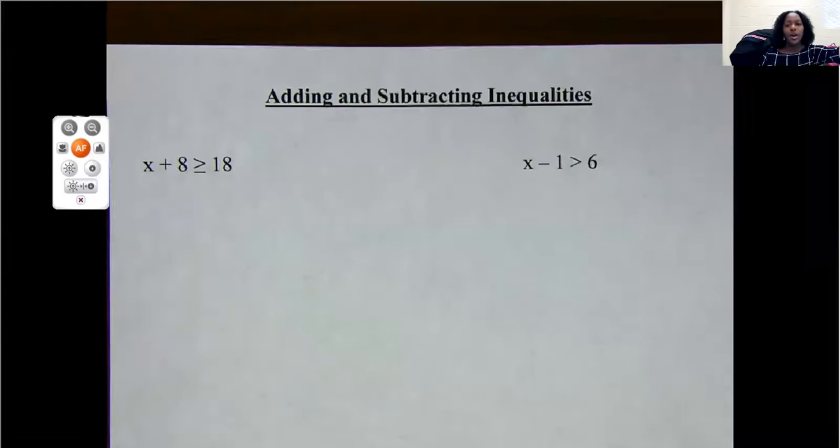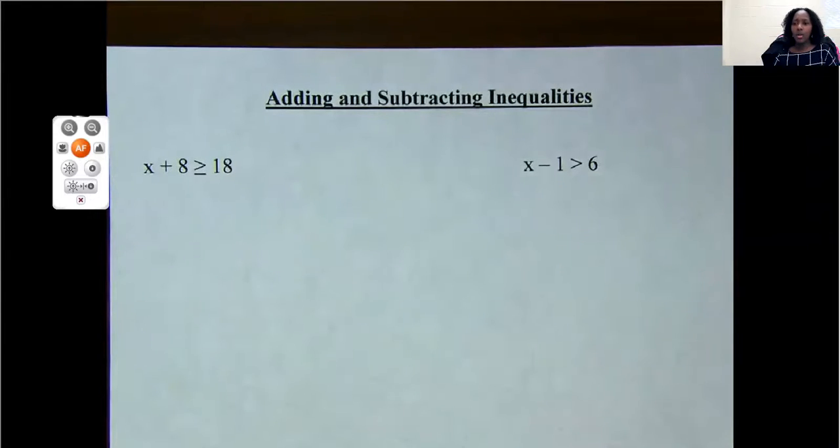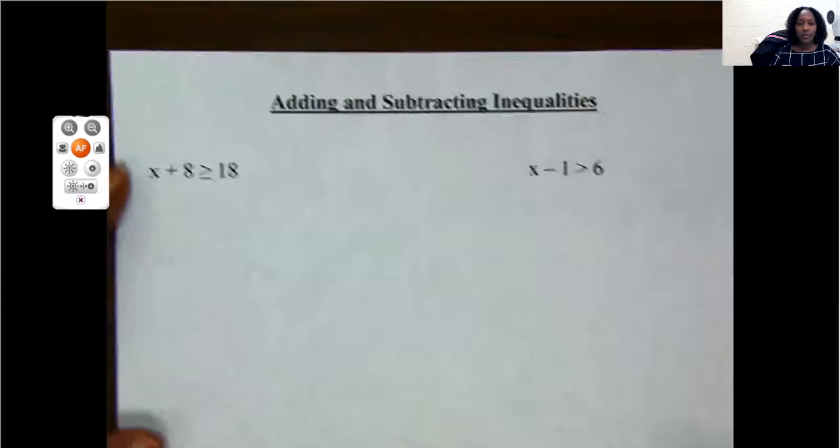Okay, ladies and gentlemen, we are adding and subtracting inequalities. Now, this is very similar to what we were already doing with the equations. All that's different is that instead of an equal sign, you have an inequality symbol: greater than, less than, greater than or equal to, less than or equal to, okay? So let's see what we're going to do here. Let's look at our first one.